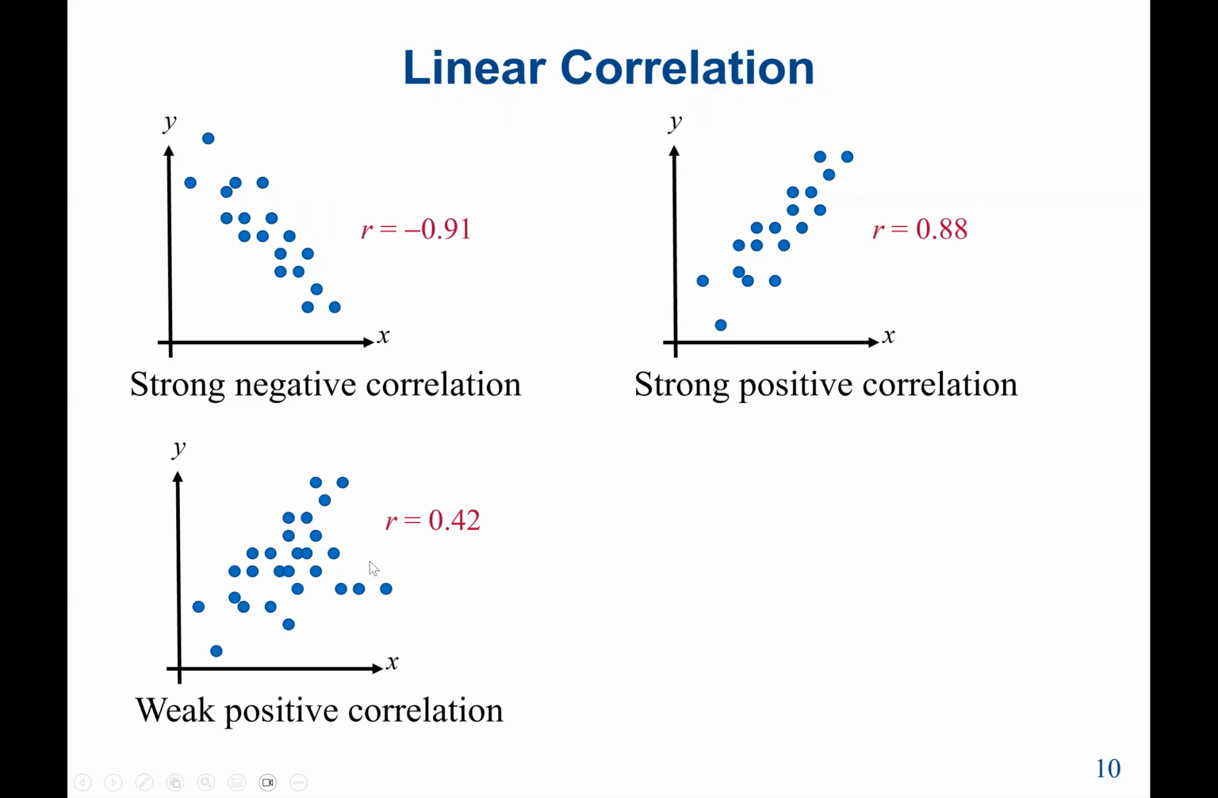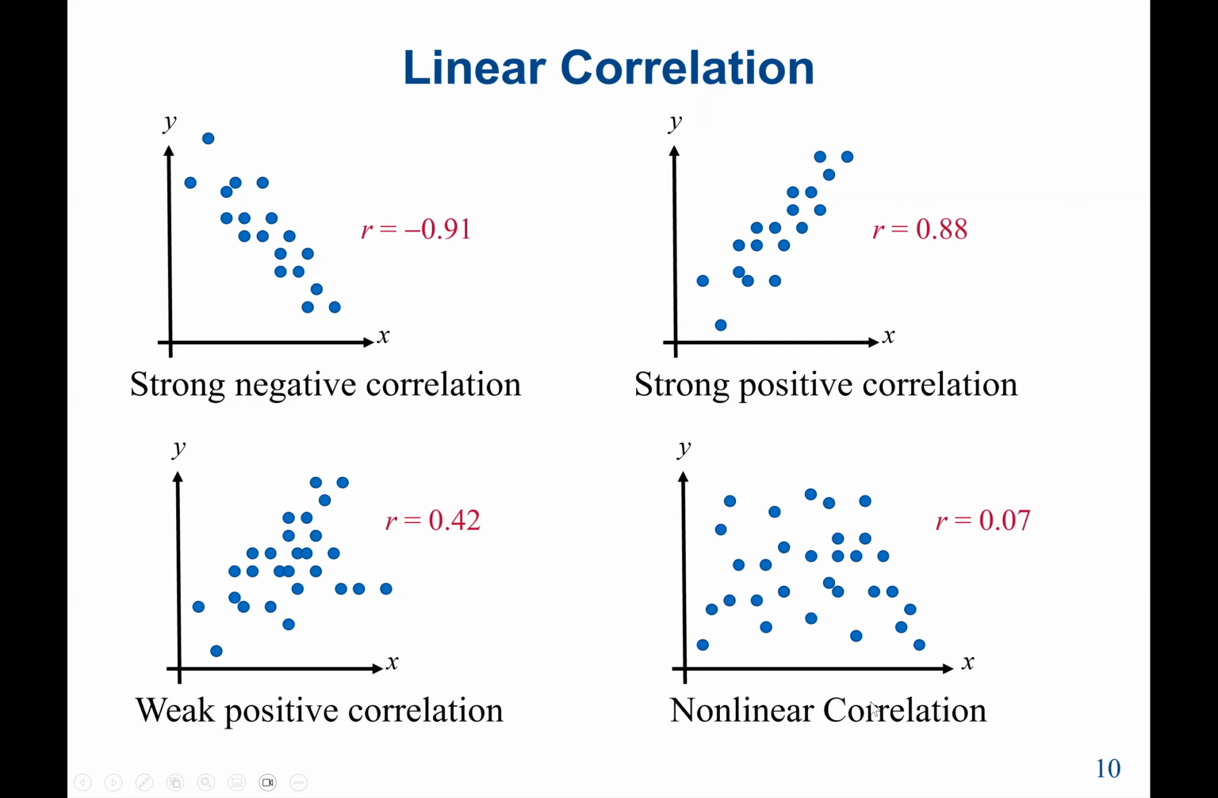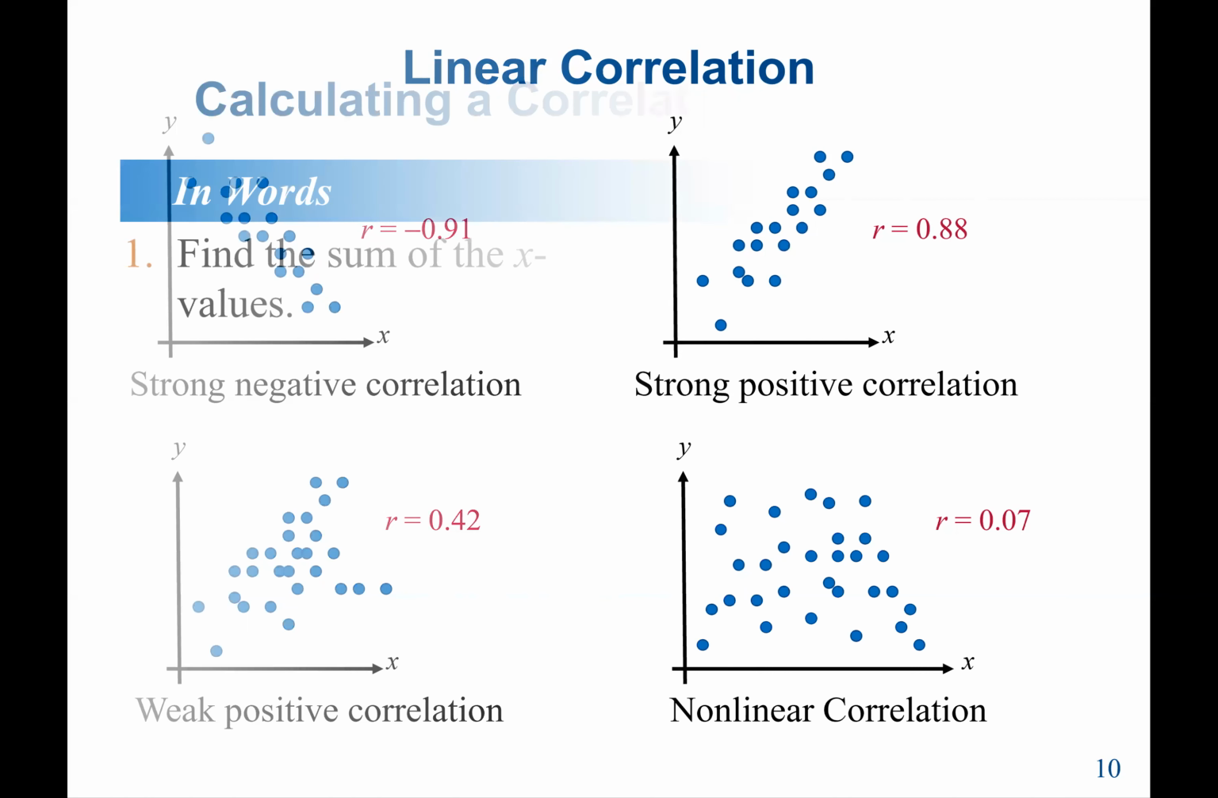Here also we have an increasing relationship, but we can see that we have some points that are very far away from the linear line. So that's why the R value decreases, but we still have a positive value, 0.42. So we will call this a weak positive correlation. Here we have a non-linear correlation, and we can see the R value is close to 0. So those are the different types of, again, correlation coefficients.